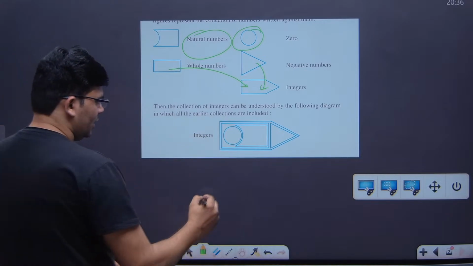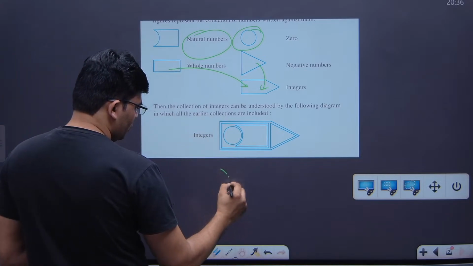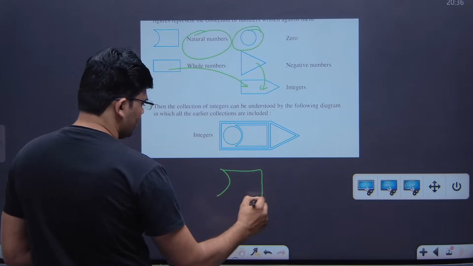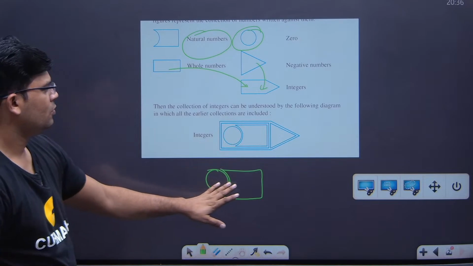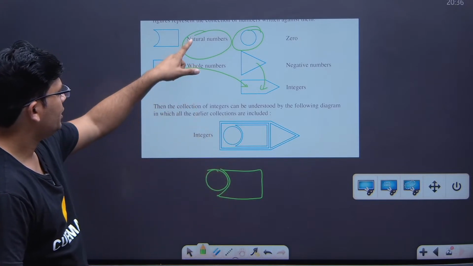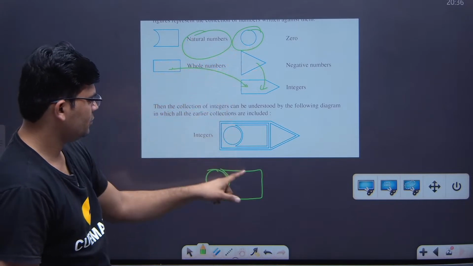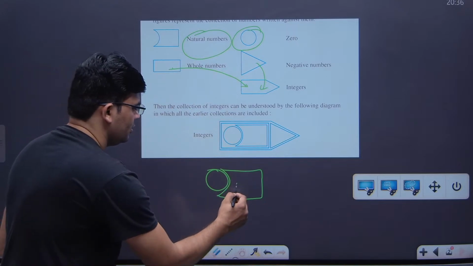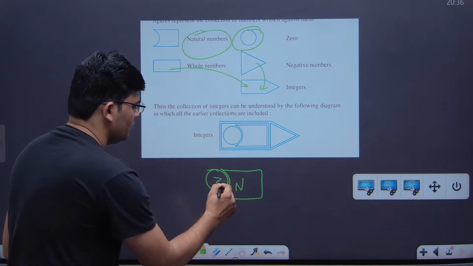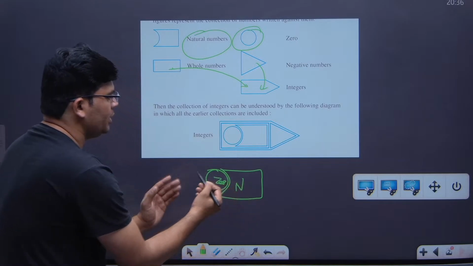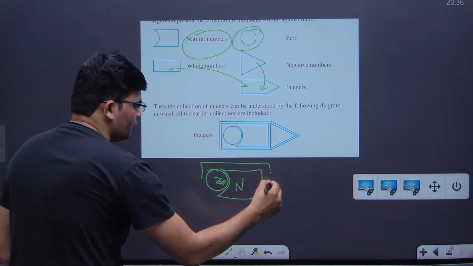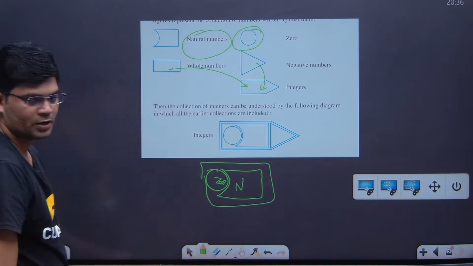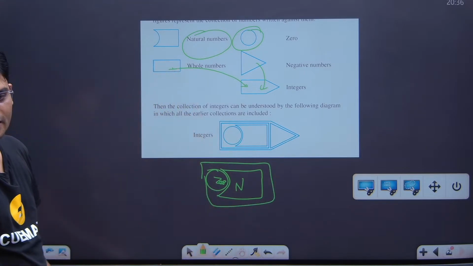This is made like this: first we will show that the natural numbers along with 0 become whole numbers. Are you getting it? Natural numbers along with 0. This is a natural number. This is a 0. Natural numbers along with 0 become the whole numbers. So I will put this into a whole number. Whole number is a rectangle.